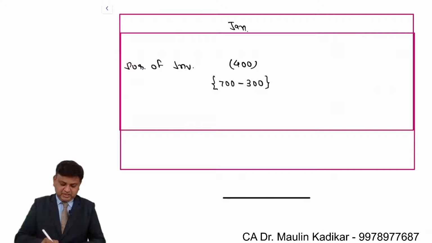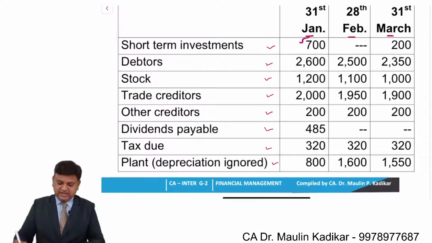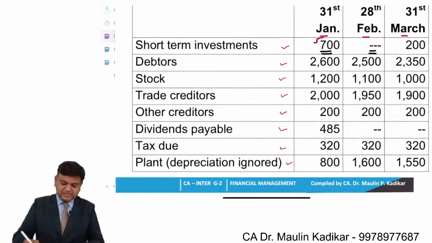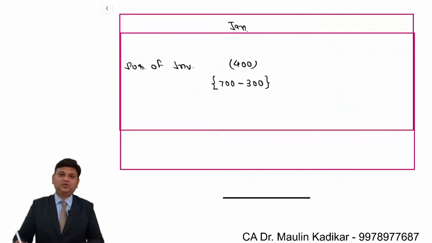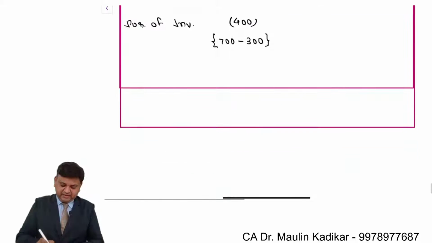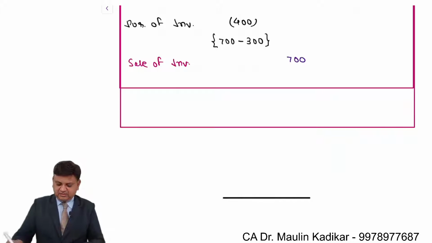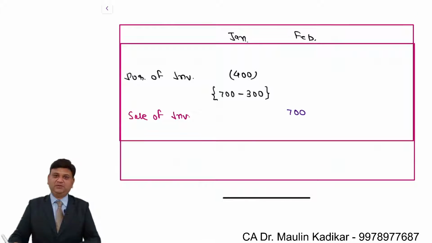Now, we can see that at the end of January, short-term investment is provided to us as 700 and at the end of February it is 0. What does it mean? Friends, indirectly it has been given that we have sold investment. So in the month of February, we will be having sale of investment. The entire 700 is the amount of the investment that we have sold. That is an amount of 7 lakhs because the figures are in thousand term.